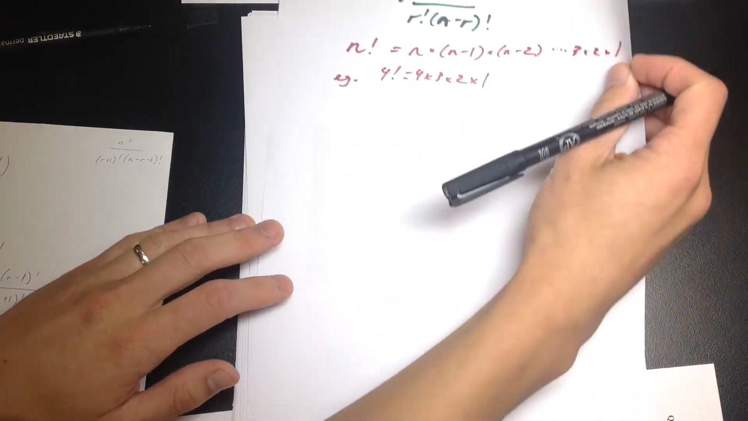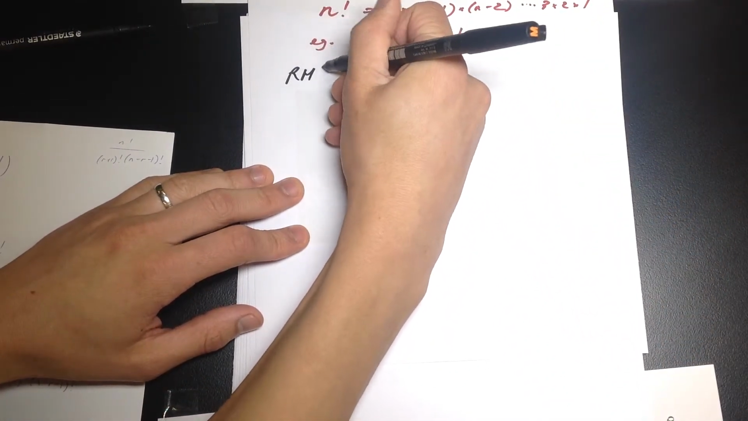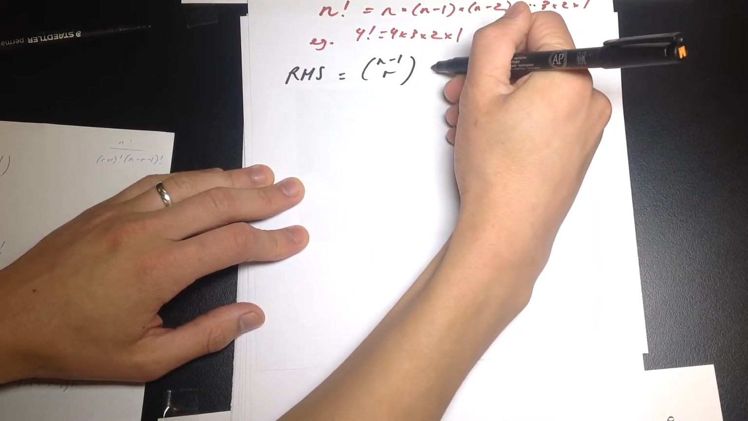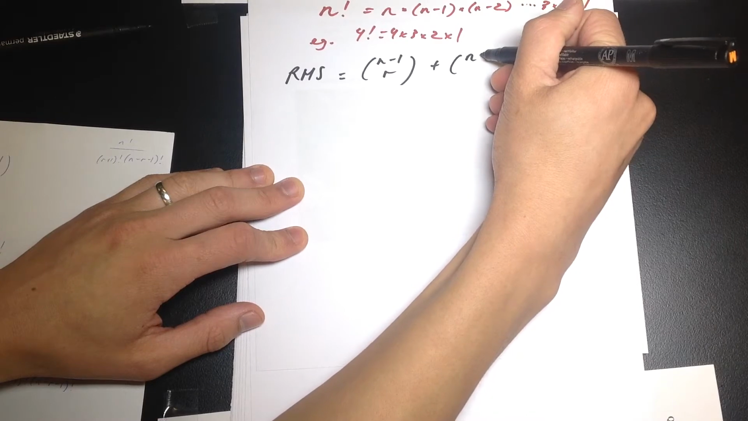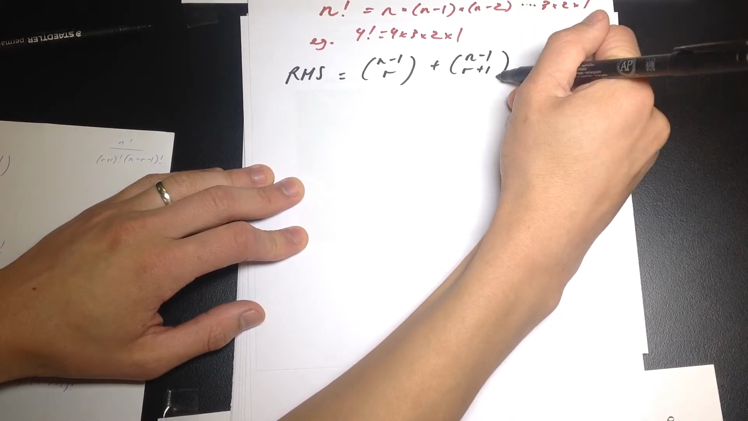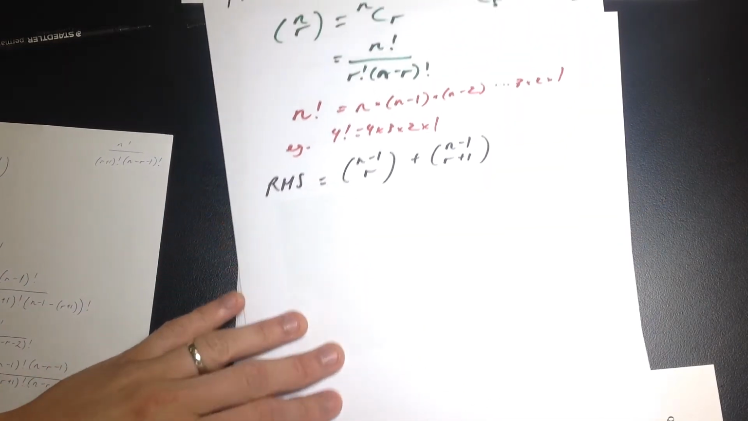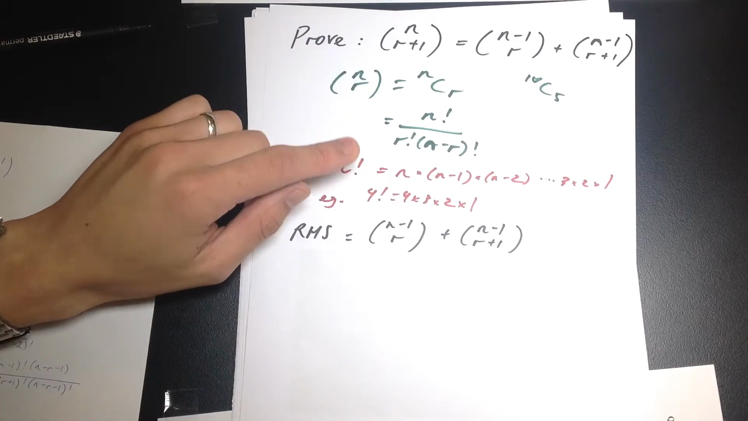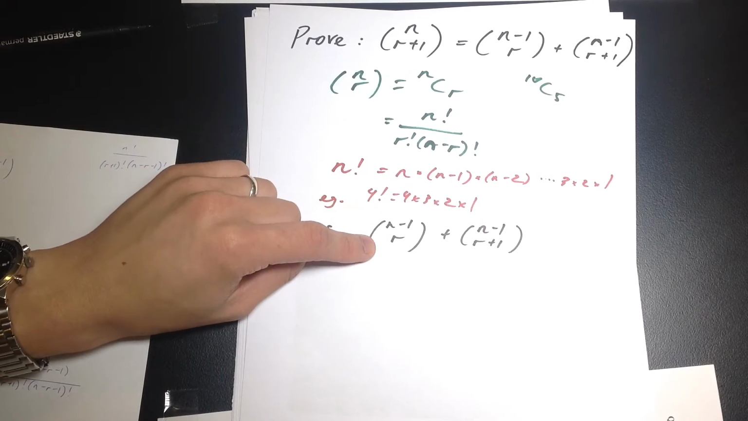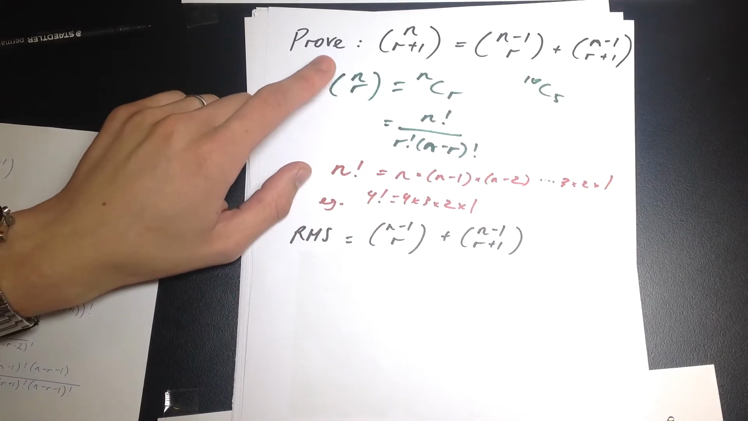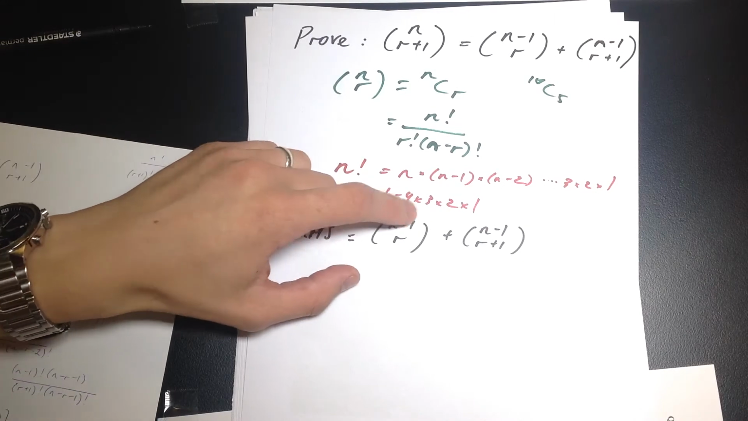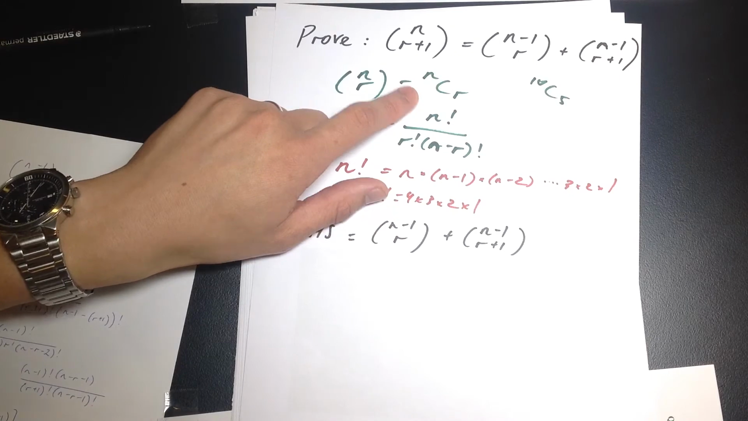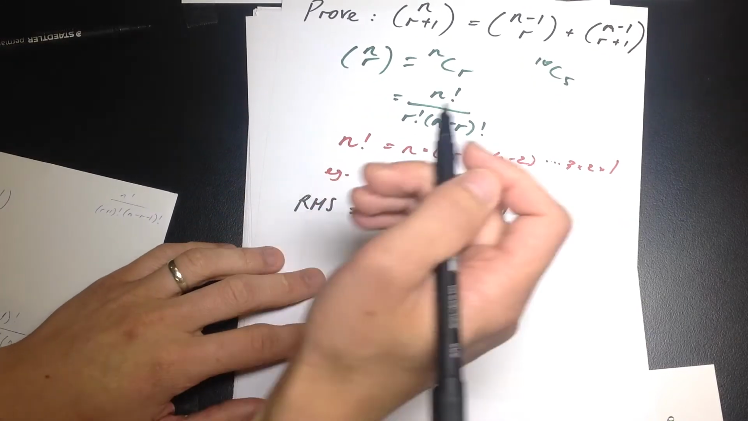So let's move this up a little bit. So I'm going to go right-hand side, and what it's equal to is n minus 1 choose r, plus n minus 1 choose r plus 1. Okay. Now, in order to work with this at all, what I want to do is bring it back to the definition for what does whatever choose whatever, what does it actually mean, okay? So if this is what n choose r means, what is n minus 1 choose r? Well, everywhere I saw an n factorial before, I'll have an n minus 1 factorial, okay?